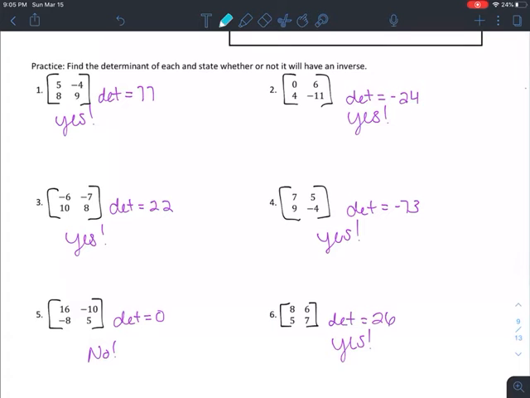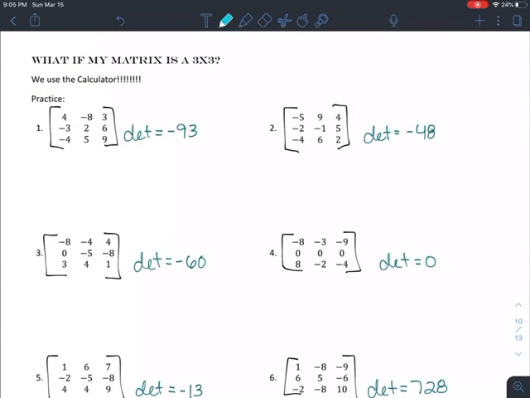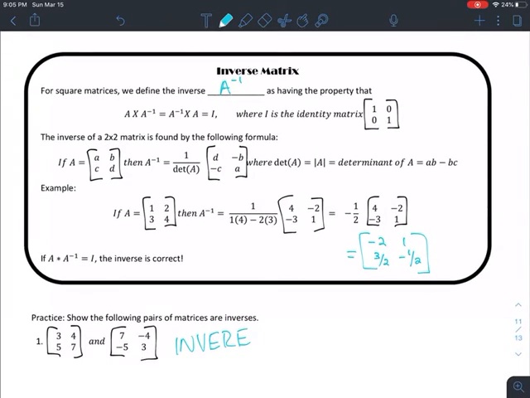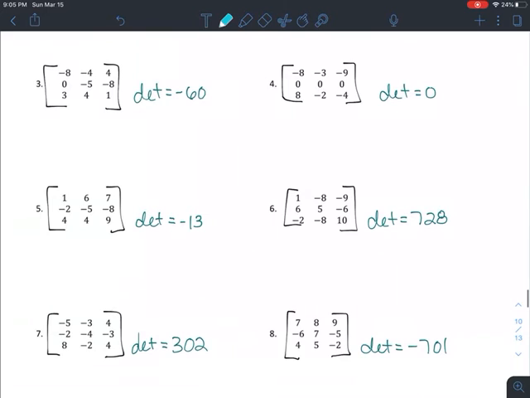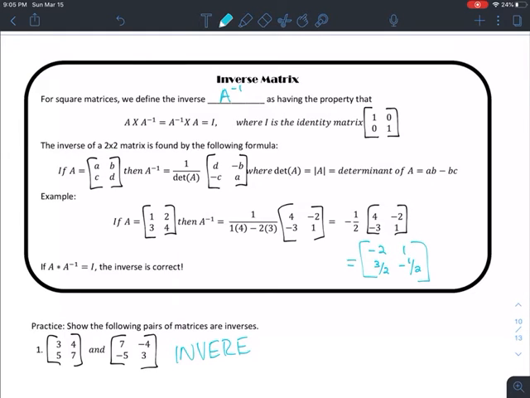So then I had you guys practice on your own. I just quickly did them and showed you whether or not they had an inverse or not. And then we talked about, well, what if I have a 3x3 matrix? That's not as easy. So we used the calculator, and I had you guys go through and find the determinants of all of these. And then we put those on the board, if you remember. And we just did the calculator with that. And if you forgot, just shoot me a message and I can quickly do a video on how to put that into the calculator so that you guys can refamiliarize yourself with that.